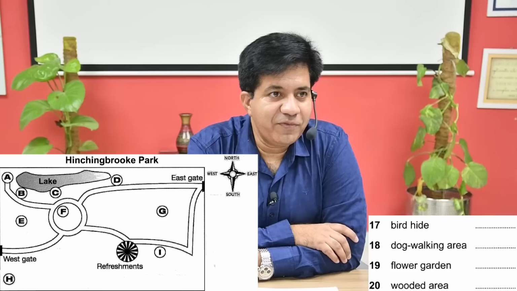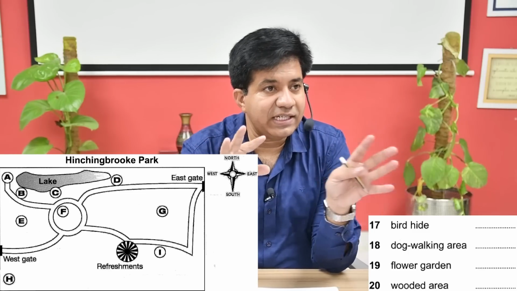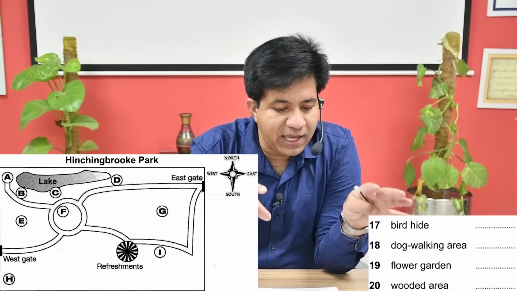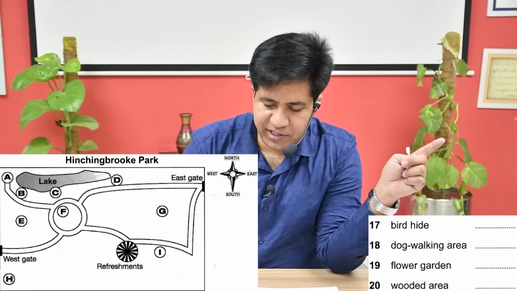I'll play it again, don't worry. I can see question marks on some faces. First he said west gate, east gate, then he took you to the lake, and then he mentioned the lake, and actually the bird hide is there. I play it again. Yes, your answer is correct.